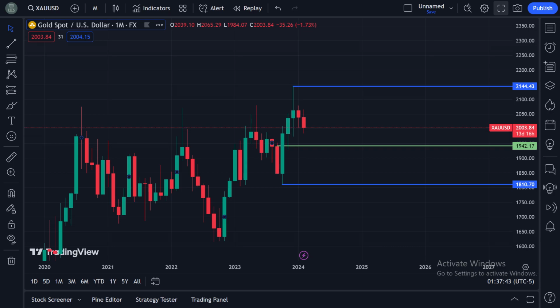On the 1942.17, we have a monthly bullish order block that's been marked. We also have a bullish rejection block around the 1850 level. I forgot to mark it here, but you do so on your platform.